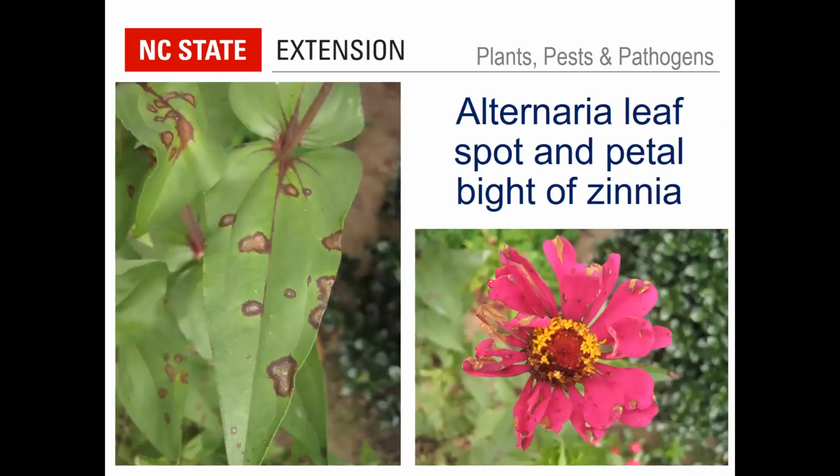Alternaria leaf spot and petal blight of zinnia is something that you may encounter, as well as, of course, powdery mildew on zinnia, which I've got pretty heavily. And this alternaria, though, one thing to keep in mind about it is it can be seed transmitted.